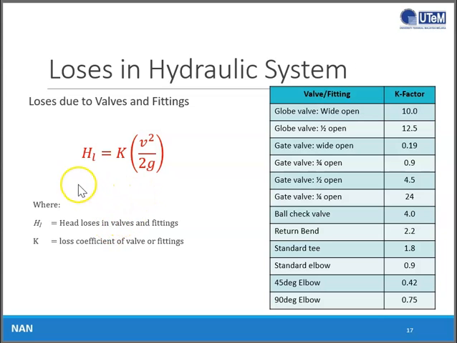Now this is the formula to calculate loss due to valve and fitting. And this is the condition of valve or fitting, either wide open, half open, okay, gate valve wide open, and this K is referring to this factor.